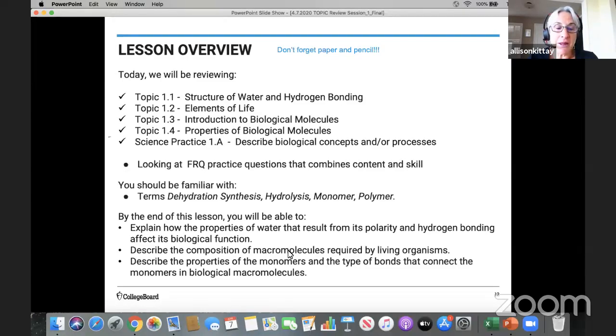Using those terms. By the end of the lesson, here are your objectives. You should be able to explain how the properties of water that result from its polarity and hydrogen bonding affect its biological function. You should be able to describe the composition of macromolecules that are required by living organisms. And you should be able to describe the properties of monomers and the type of bonds that connect monomers in biological molecules. And I might note that each of the type of bonds is different depending on the class of biological molecules, but they are all created and broken down using the same chemical reactions.